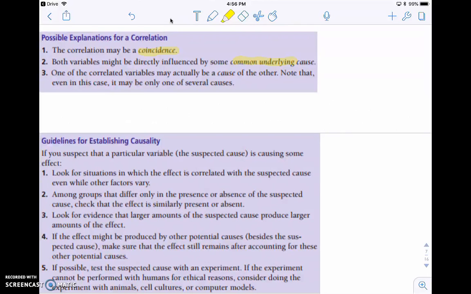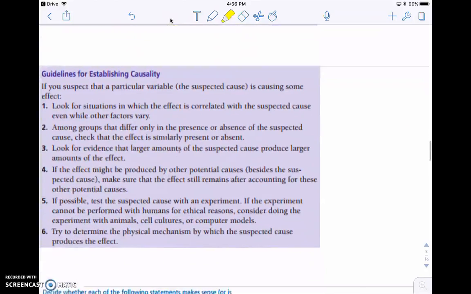And then lastly, one of the variables correlated may actually cause the other. But remember, note that even in this case, it may be only one of several causes. As we mentioned with smoking and lung cancer. Smoking, they have shown, does cause lung cancer, but there are other variables that can cause lung cancer, not just solely smoking. So there could be other causes.